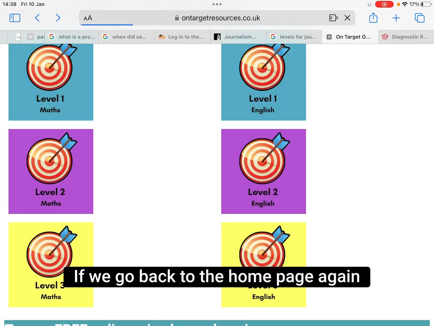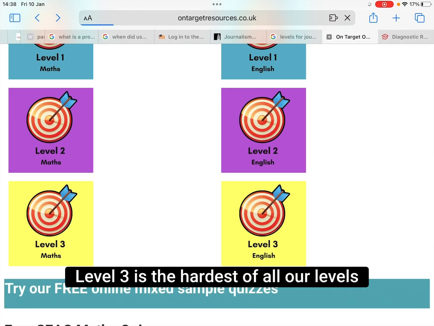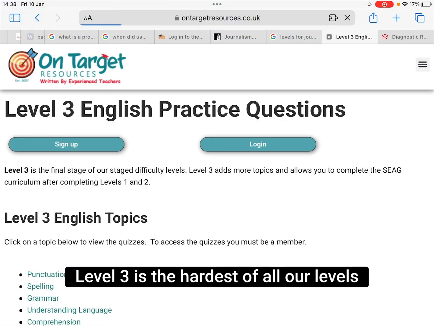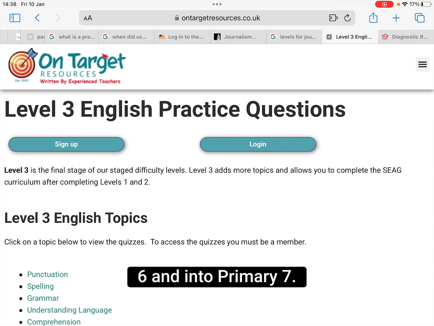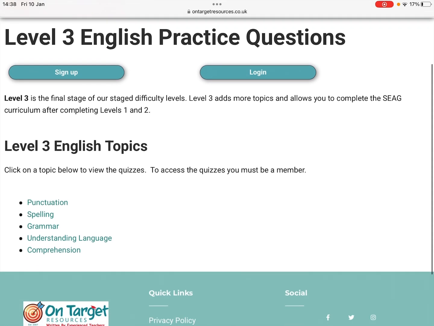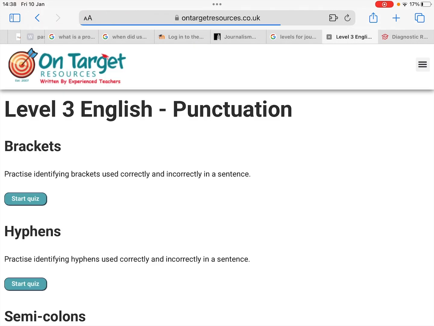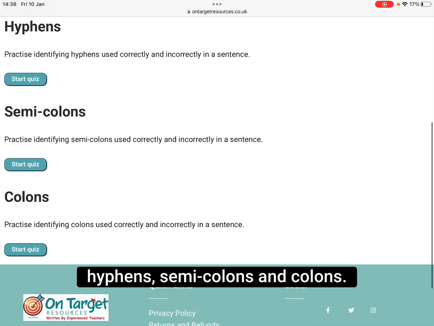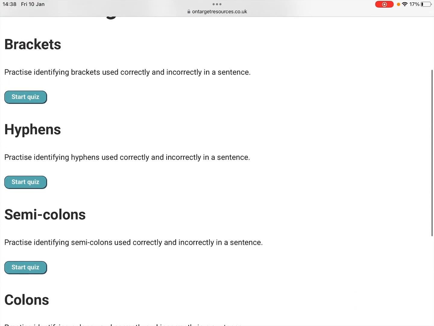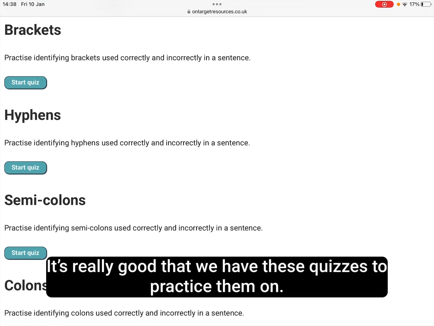I'm going to go back to the home page again. Let's have a look at level 3 English. So level 3 is the hardest of all our levels, and really your child should probably be tackling level 3 by the end of P6 and into P7. So we'll take a look at punctuation. And there's quite a lot of quizzes in punctuation in level 3. We've got brackets, hyphens, semicolons and colons. These are hard topics, so it's really good that we have these quizzes to practice them on.